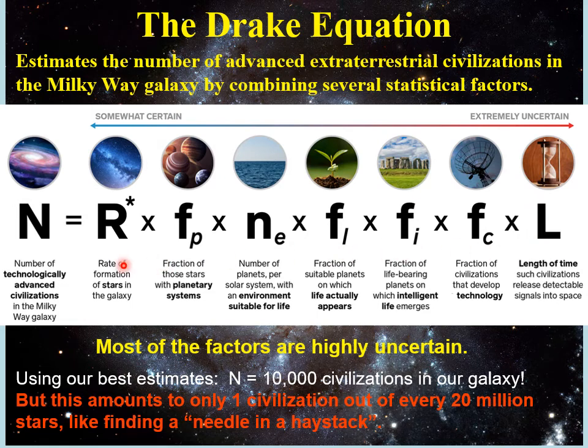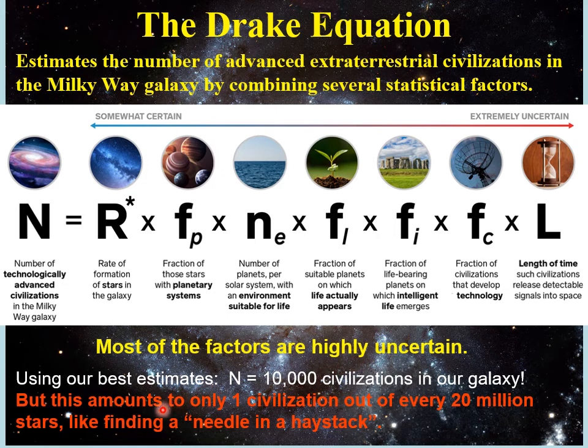So by putting together our best guesses for all of these factors, and remember, most of the factors are highly uncertain, we come up with a number of about 10,000 civilizations in our galaxy. So if that's true, that means in our Milky Way galaxy alone, there may be 10,000 highly advanced technological civilizations like humans in the galaxy.